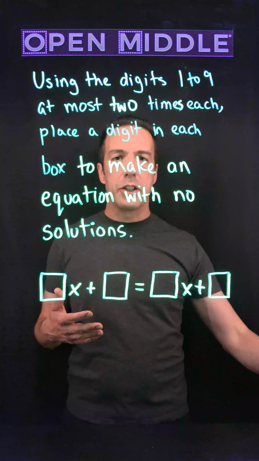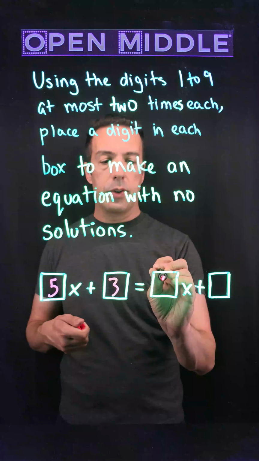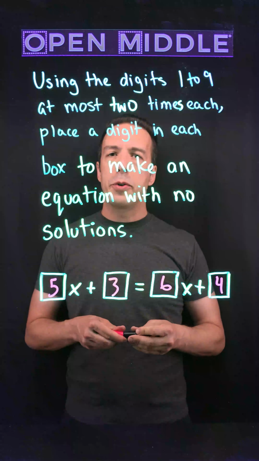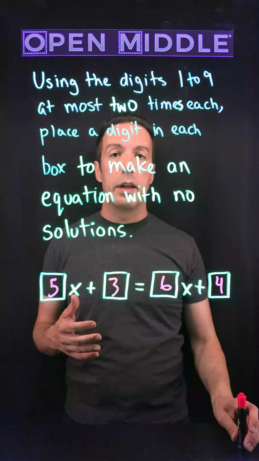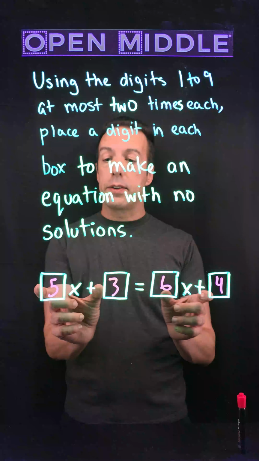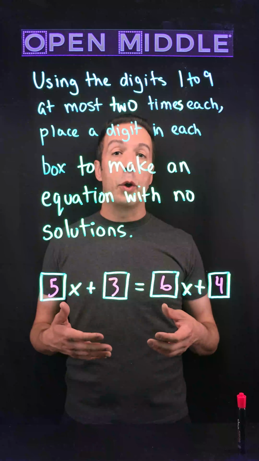So if you're just doing guess and check and you're picking random digits, like 5 and 3 and 6 and 4, it's going to take you a long time. But if you have conceptual understanding, this will be over very quickly. Because think of what it looks like when 2 lines, because these are both separate lines here, when 2 lines have no solution.